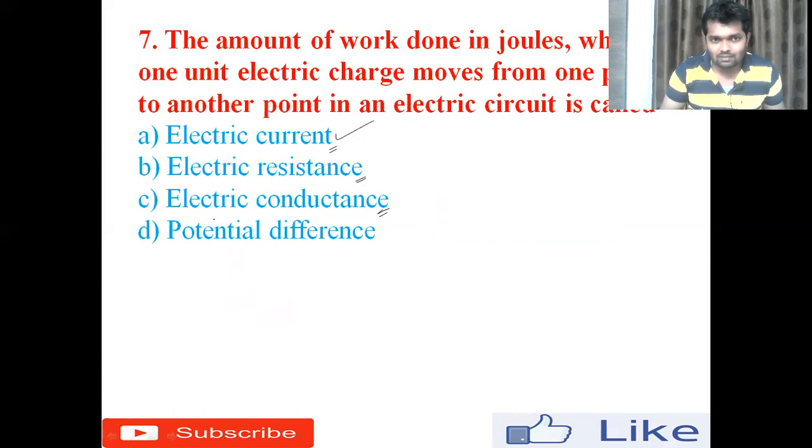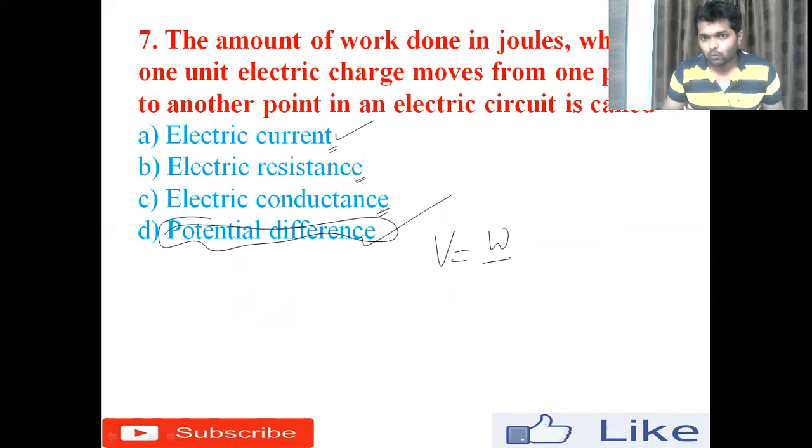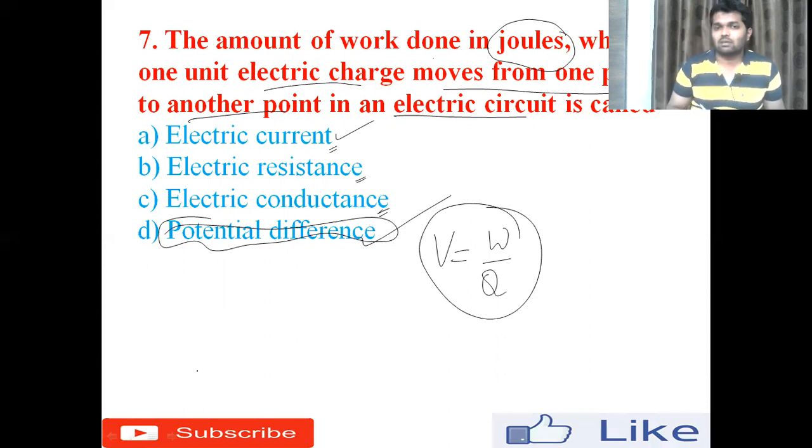Next, option D says potential difference. So the right answer for this question is potential difference. Potential difference V equals W divided by Q. Joule is the unit of work. The amount of work done when one unit of charge moves from one point to another point in an electric circuit is called potential difference. So the right answer is option D.